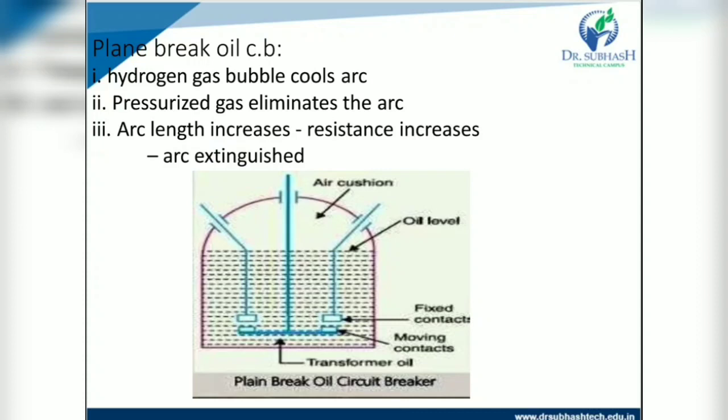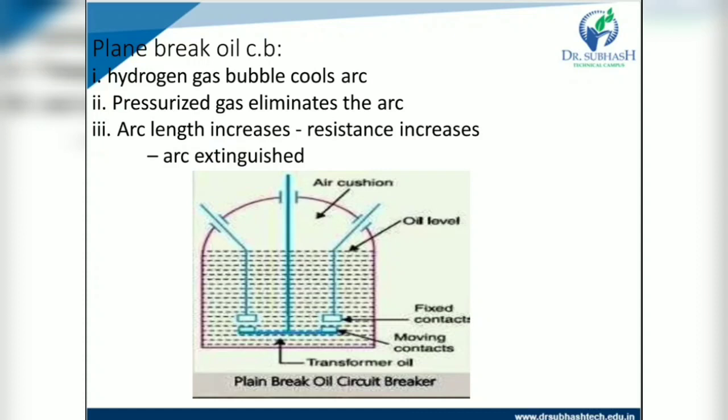Now the working principle of the oil circuit breaker. During normal operating conditions, the contacts of the oil circuit breaker are closed and carry the current. When a fault occurs in the system, the contacts of the breaker move apart and an arc is struck between the fixed contact and moving contact. Due to this arc, a large amount of heat is produced and a very high temperature is reached, which vaporizes the surrounding oil into gas.